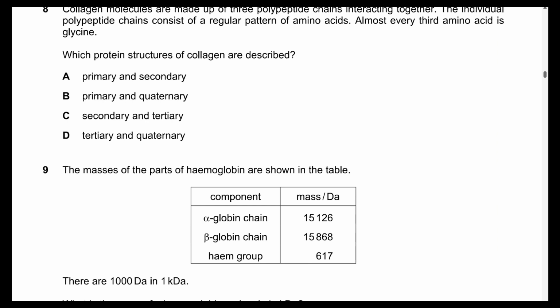Question number 8. Collagen molecules are made up of 3 polypeptide chains interacting together. The individual polypeptide chain consists of a regular pattern of amino acids. Almost every 3rd amino acid is glycine. Which protein structures of collagen are described?